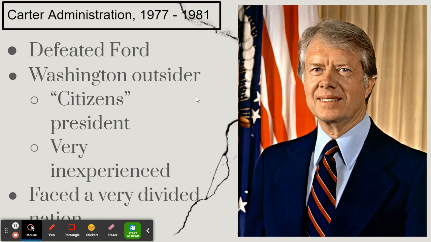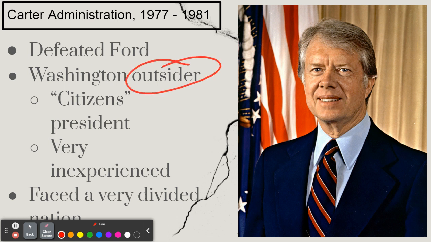So then we jump to President Carter. President Carter defeats Ford pretty easily in the election. Ford wasn't super popular. Remember, he was vice president, so a lot of people didn't really think that he should be leading the country at all. The reason that Carter is so popular, and we're going to see this, is he is what's called an outsider.